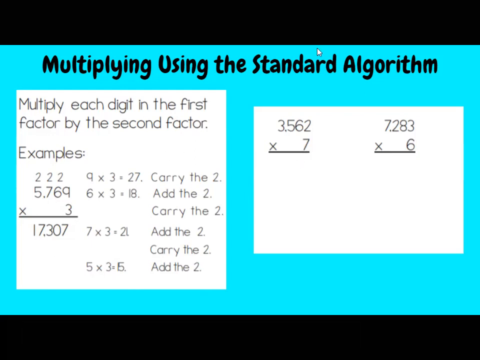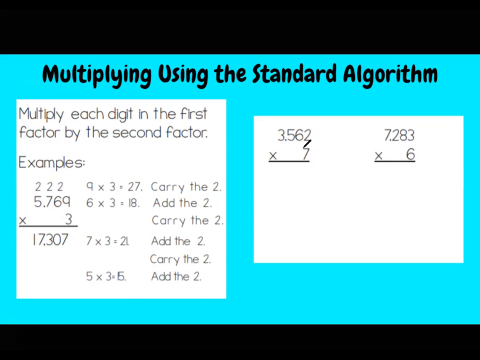So in our first example here, let's work this together. We are multiplying 3,562 times 7. We're taking this factor 7 and multiplying it by every digit in the top factor. 7 times 2 is 14, so we put our 4 and we carry the 1. Then we multiply by our tens place. 7 times 6, that's 42, plus 1 is 43.